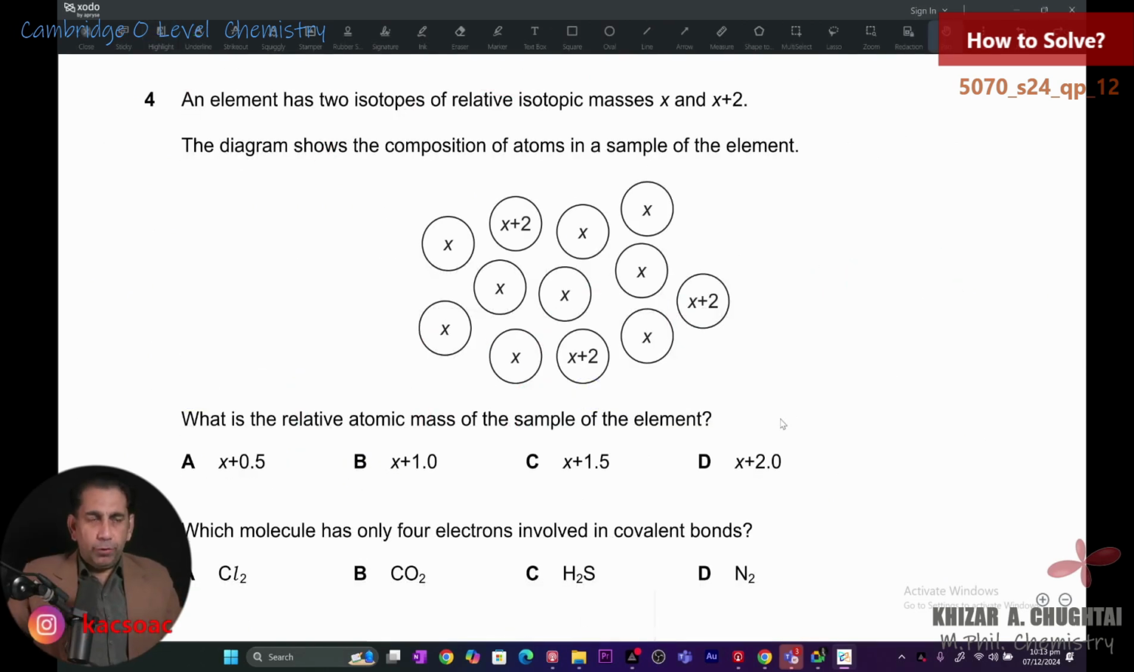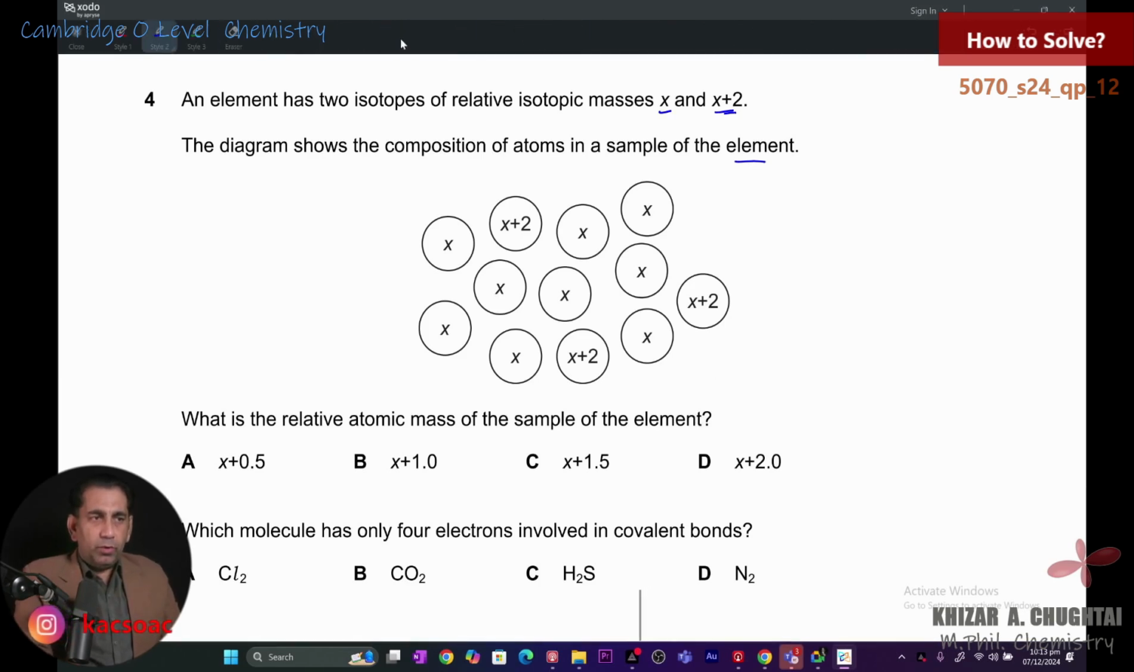Come towards question number 4. An element has two isotopes of relative isotopic masses X and X plus 2. The diagram shows the composition of atoms in a sample of the element. So this is the overall composition of two isotopes. One is X, another one is X plus 2. What is the relative atomic mass of the sample of the element?